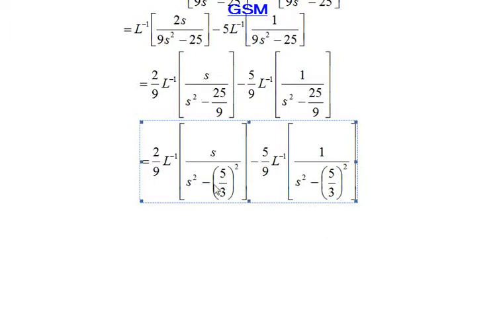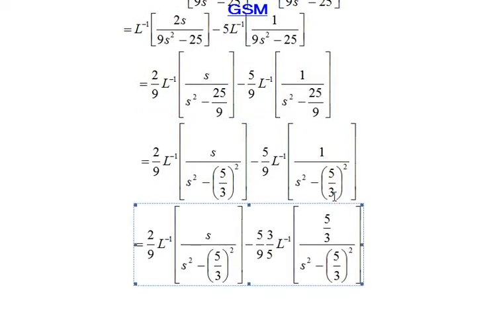Here we are writing in the format of s by s square minus a squared. Here 25 by 9 is there, so we can write 5 by 3 whole squared. In the second term also 5 by 3 whole squared. So this is in the format of s by s square minus a squared. For the second term, L inverse of a by s square minus a square should come, but in the numerator a is missing, so you have to multiply numerator and the denominator by 5 by 3.